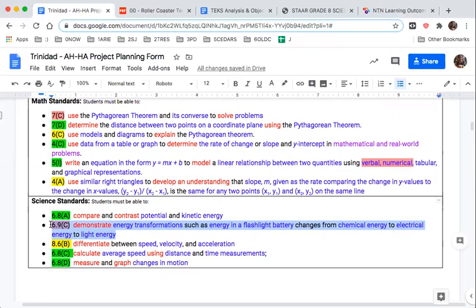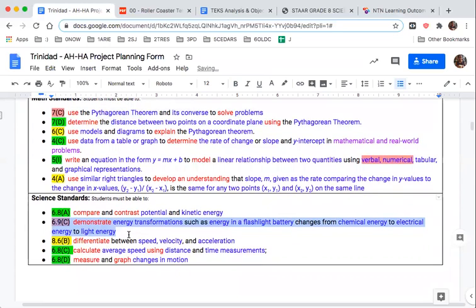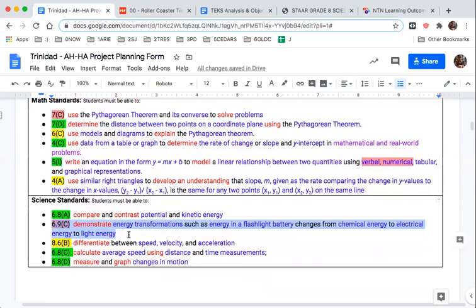is 6.9C, demonstrate energy transformations such as energy in a flashlight bulb, changes from chemical energy to electrical energy to light energy. So when I look at this standard and how it's assessed, what they're really looking at are kind of qualitative descriptions of how energy changes between 3 to 5 forms that include a variety of different types of energy that don't all show up in a roller coaster. So I know that would look kind of artificial in my product rubric for roller coasters. So I know I'm going to still teach and assess that. I'm just not going to do that in the product rubric.